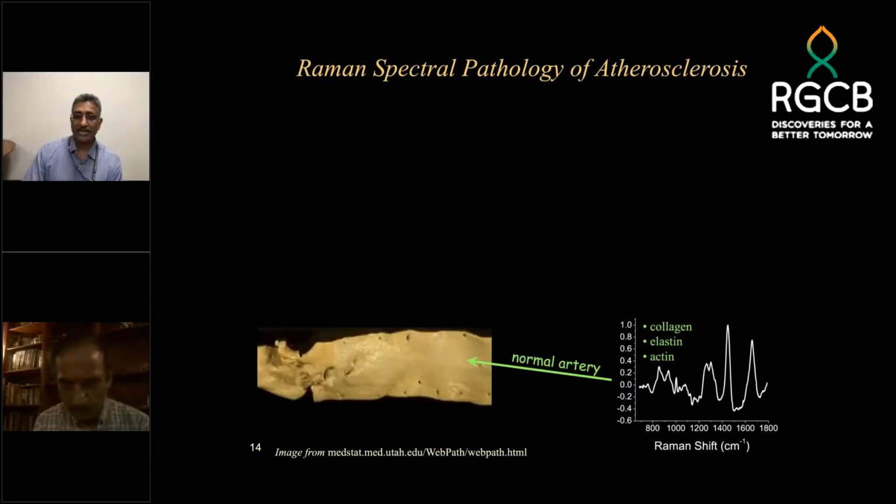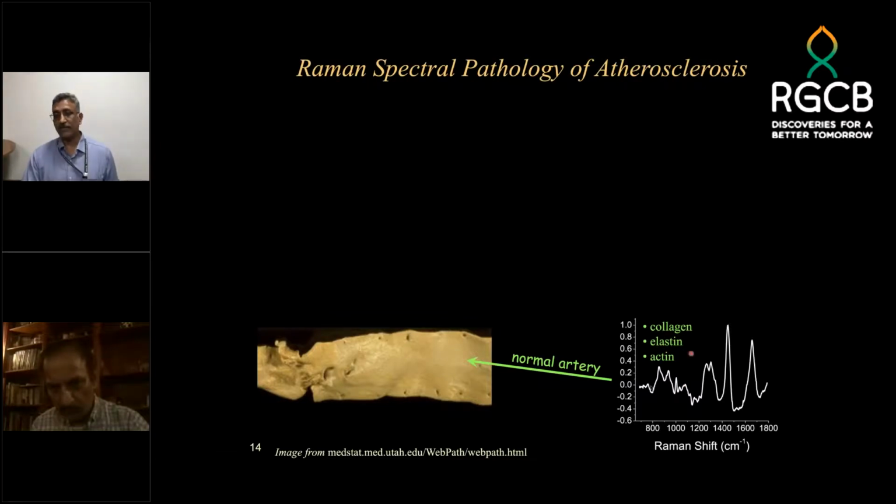So this is an in vitro study. You can see I have taken an artery which is normal, and if I take my normal artery, it is full of collagen and then elastin and actin.